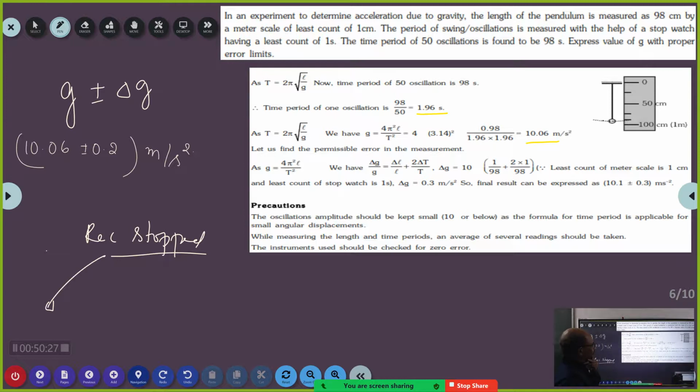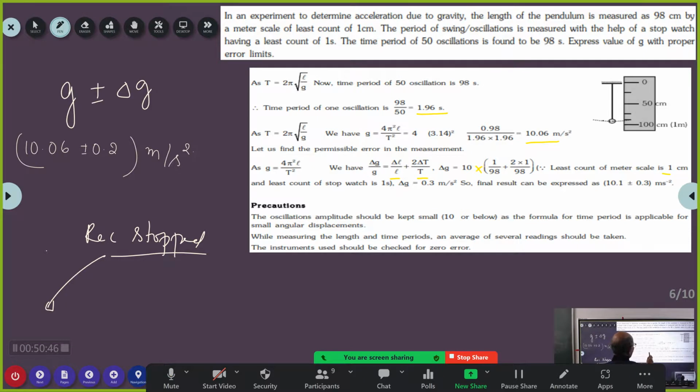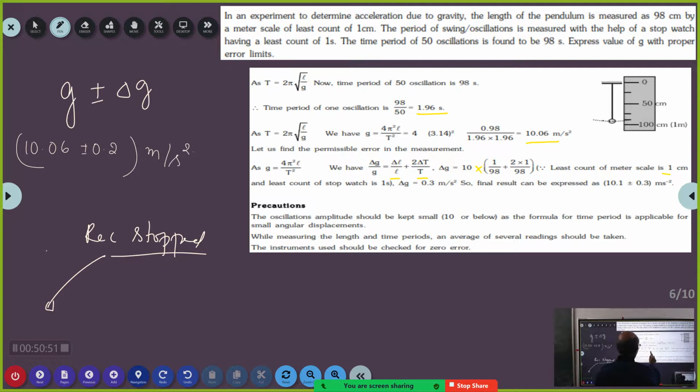Now I want to ask you directly here. Here you have got this, here you have written this. I think this is the formula that I wrote. Least count is 1 centimeter, and least count is 1 second. Delta G is 0.3 meters per second square. So that should be mine. Yes, sir. Okay.